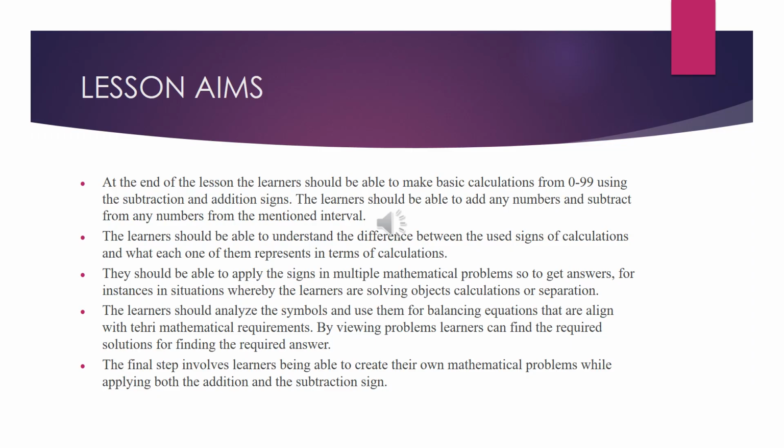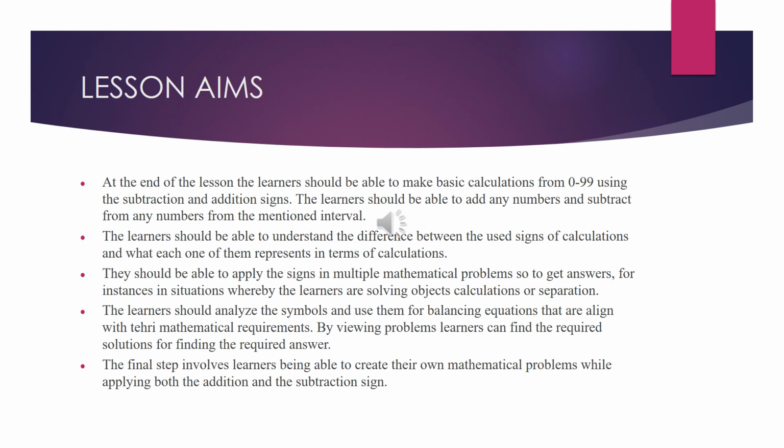Okay, let's firstly check on lesson aim. At the end of the lesson, the learner should be able to make basic calculation from 0 to 99 using the subtraction and addition sign, right? The learner should be able to add any numbers and subtract any numbers from the mentioned interval. The learner should be able to understand the difference between the used sign of calculation and what each one of them represents in terms of calculation.